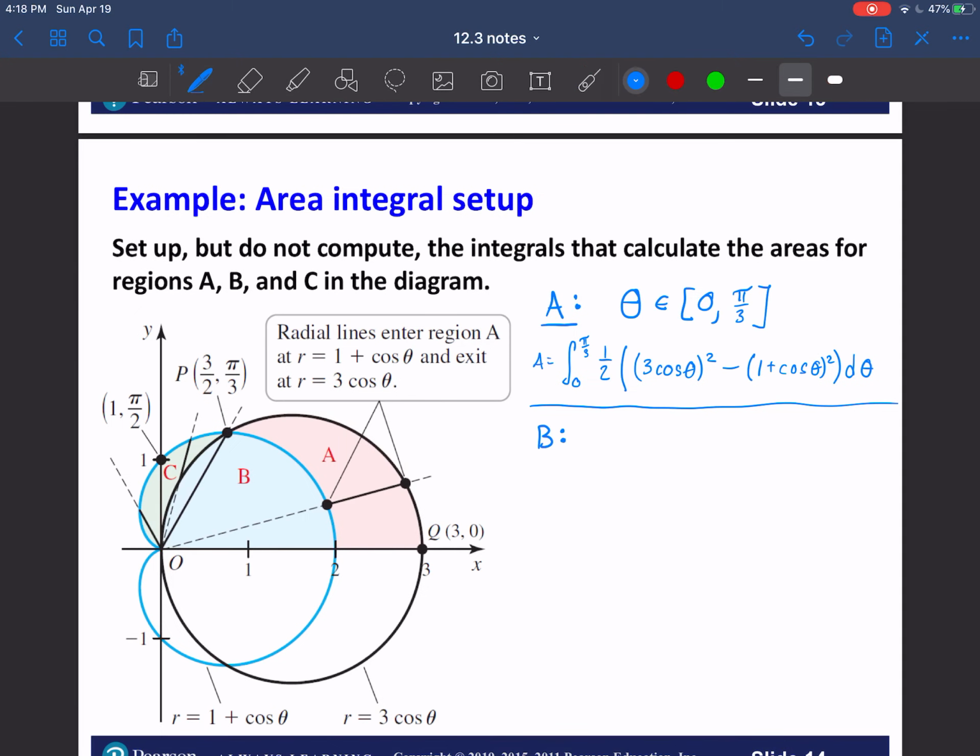So let me write this in words. From theta equals 0 to theta equals pi over 3, the outer function is the cardioid. But from theta equals pi over 3 to theta equals pi over 2, the outer function is the circle.